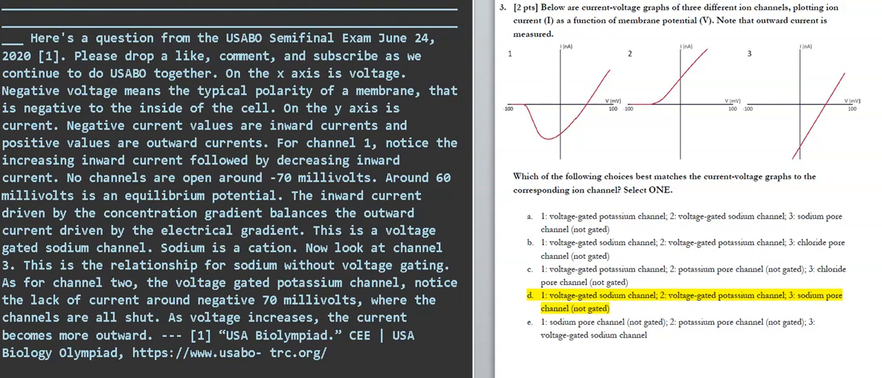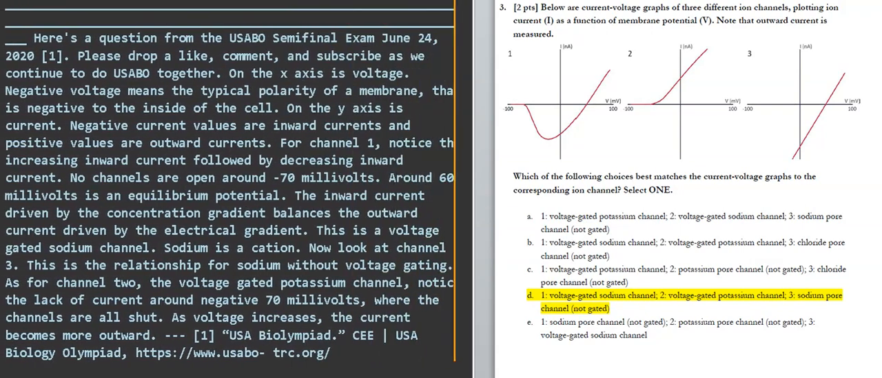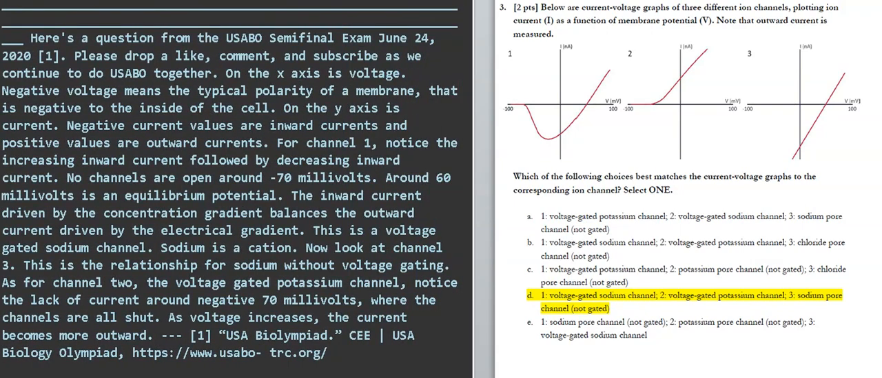For channel 1, notice the increasing inward current followed by decreasing inward current. No channels are open around -70 mV. Around 60 mV is an equilibrium potential. The inward current driven by the concentration gradient balances the outward current driven by the electrical gradient. This is a voltage-gated sodium channel.